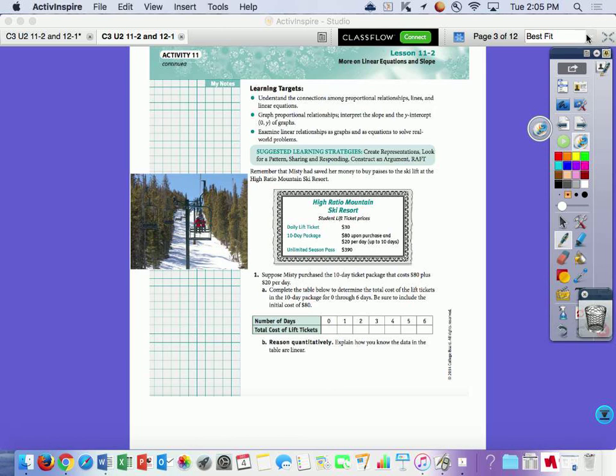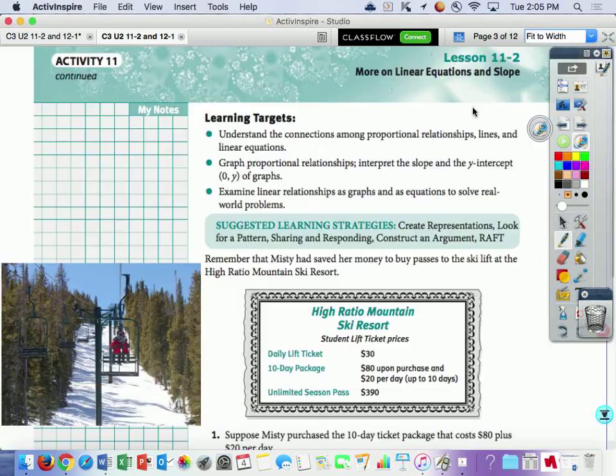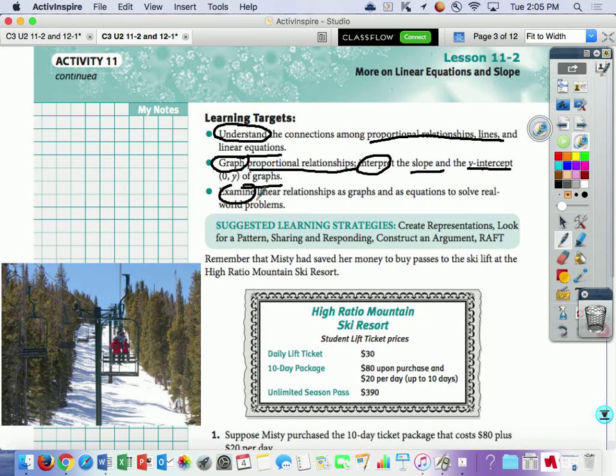Alright, we are going to do lesson 11-2, which is about linear equations and slope. So our learning targets: we need to understand proportional relationships, lines, and linear equations. We need to be able to graph proportional relationships, interpret slope and the y-intercept of graphs, examine linear relationships as graphs, and solve real-world problems.